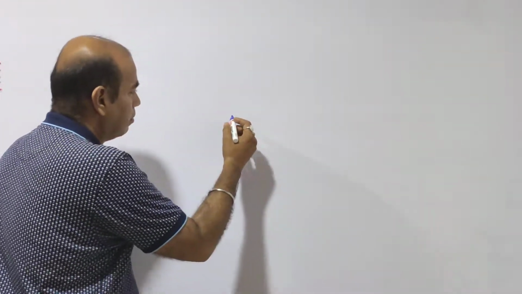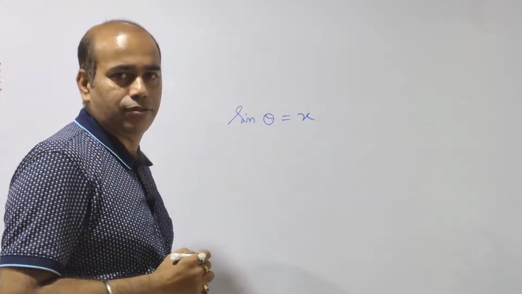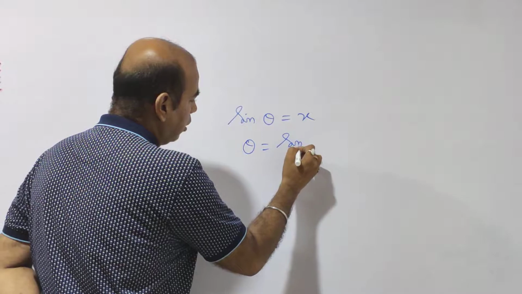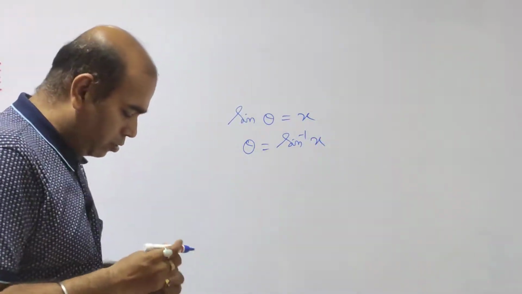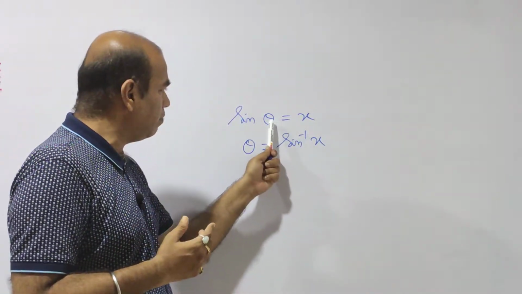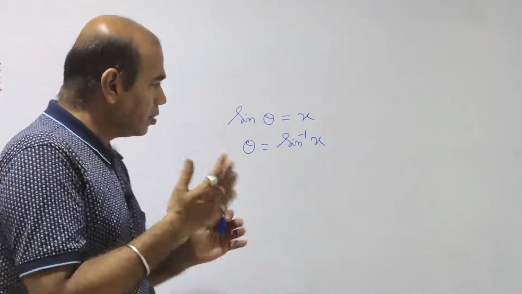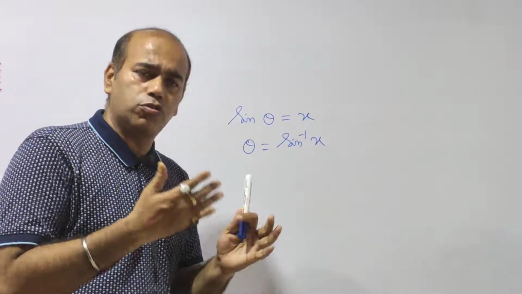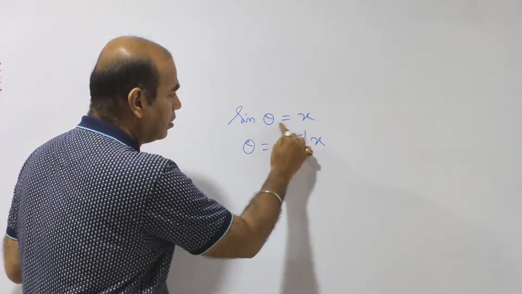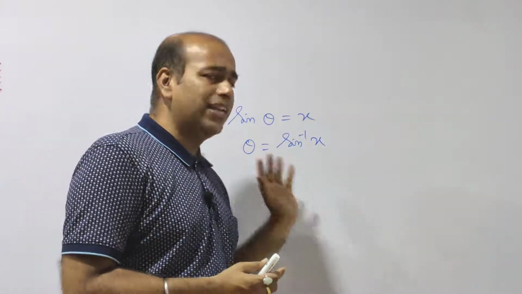So let me take a simple example. Think I am writing sine theta equals x. Now if sine theta equals x, then theta is what? Sine inverse x. I have taken the sine of angle theta equal to x. This is circular trigonometry. When I convert this to inverse, I find angle theta, and this sine I have taken this side as inverse of x.